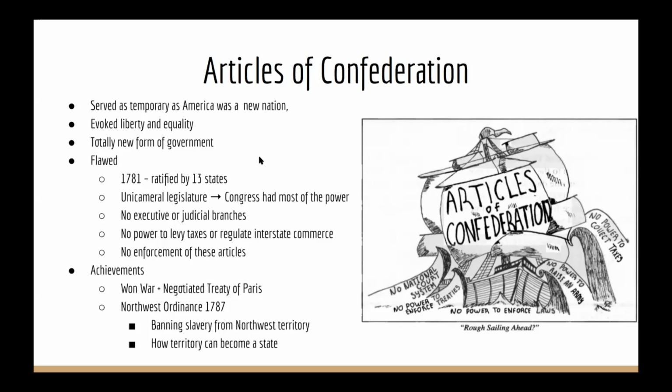But it did receive some achievements. As I said again, the Articles of Confederation were written before the American Revolution ended. So this meant that under the Articles of Confederation, America won the war, and they negotiated the Treaty of Paris, which ended the war. And there was also the establishment of the Northwest Ordinance of 1787, which banned slavery from the Northwest Territory, where there wasn't really a need for slavery, since much of the economy we talked about before was based on hardwood trees and timber for building ships, and other methods other than plants or agriculture.